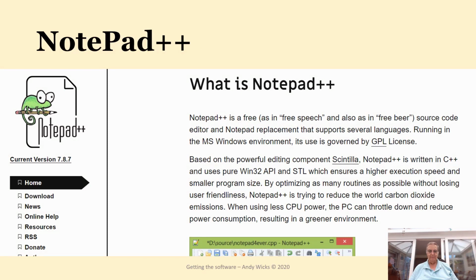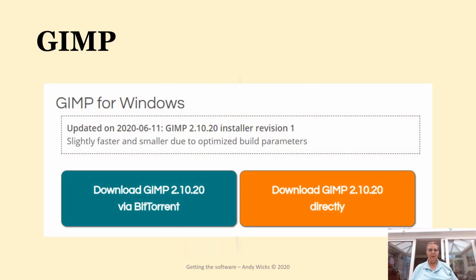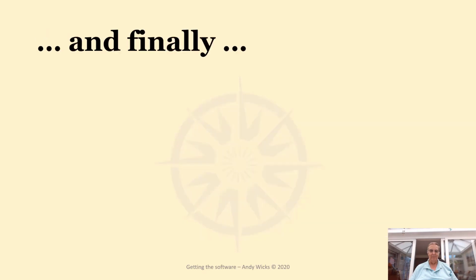So if you're looking at Notepad++, this is what you get. When you go to the address on the previous page, you need to go to the download link. When you do that, you can download the latest version of Notepad++. At the moment it's 7.8.7, but that may change again. Alternatively, if you go to GIMP, you have to scroll down a little until you see this part of the screen. When you get there, you click on this button, Download GIMP. Now at the moment it's 2.10.20, but again that will change. When you install these two pieces of software, you're then ready to start programming.